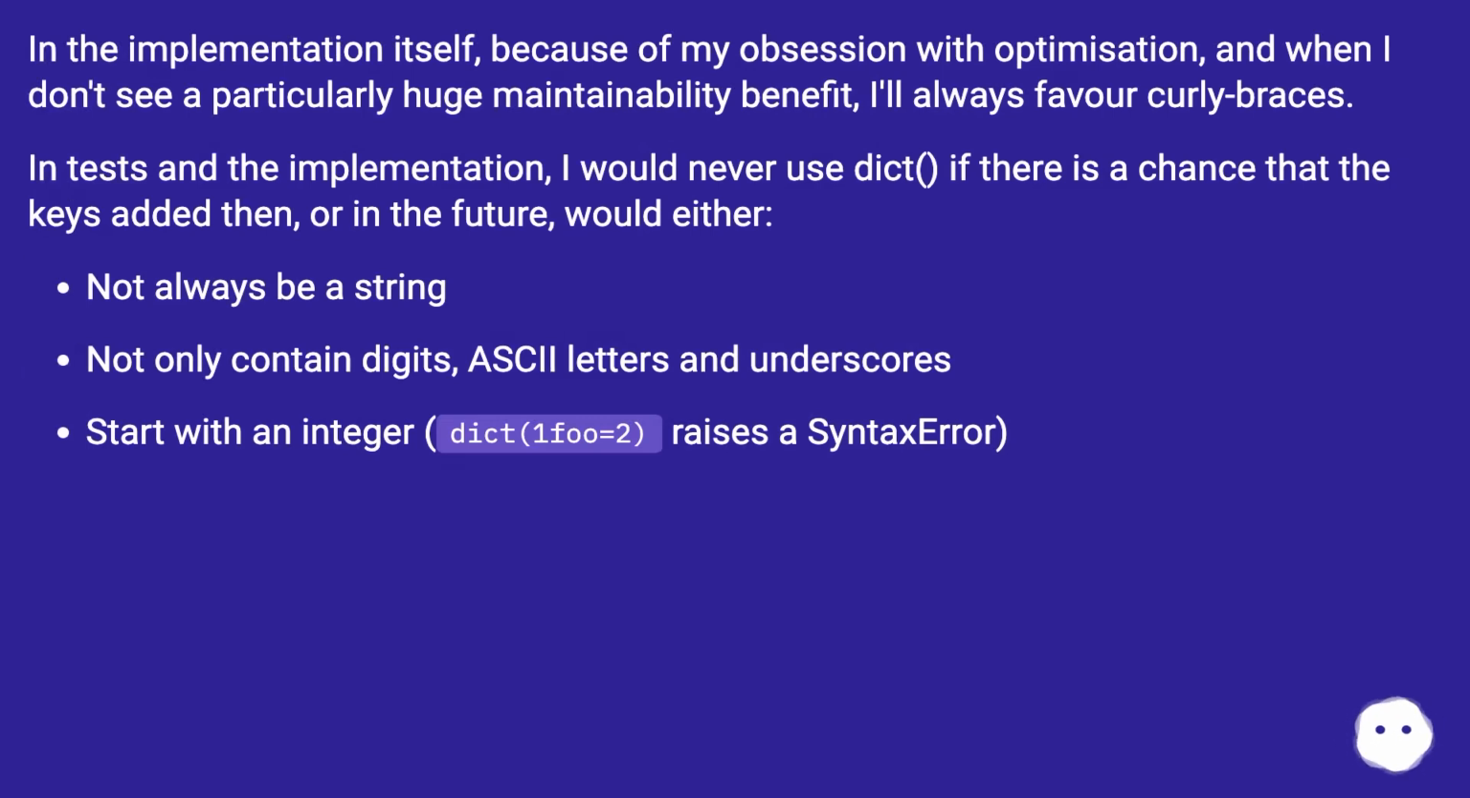In tests and the implementation, I would never use dict if there is a chance that the keys added then, or in the future, would either not always be a string, or not only contain digits, ASCII letters, and underscores. Start with an integer, dict(1foo=2) raises a syntax error.